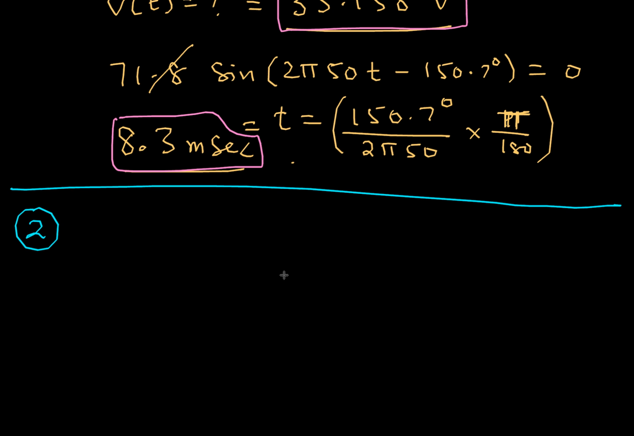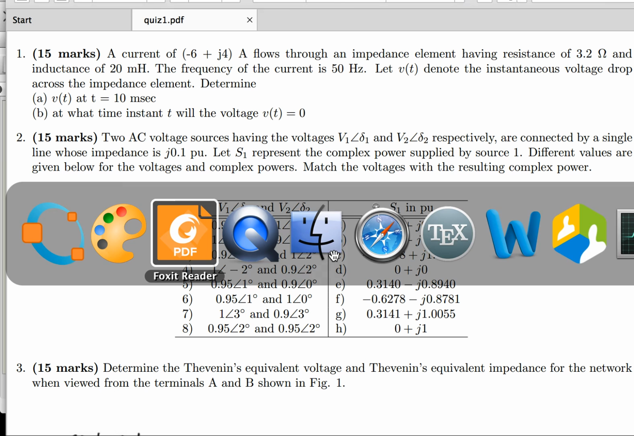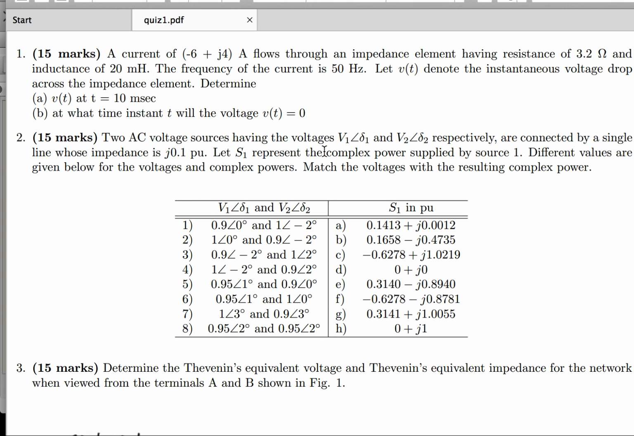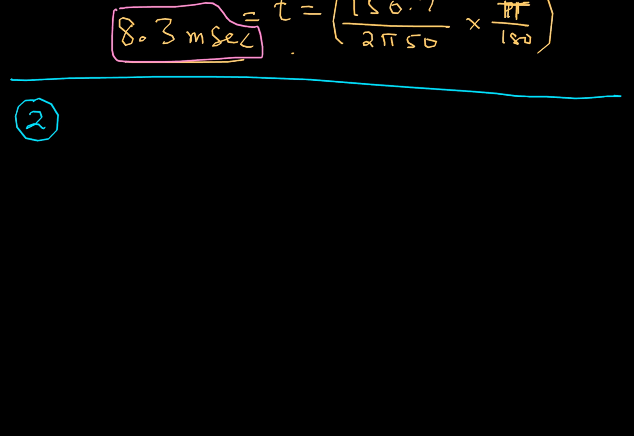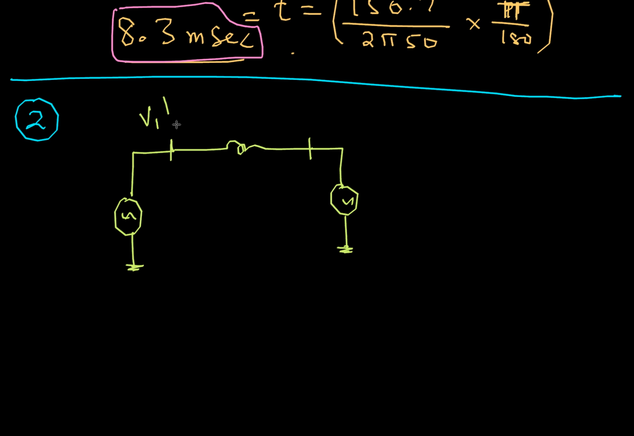Coming to the second question, if I go back to the question: two AC voltage sources having V1 ∠δ1 and V2 ∠δ2 respectively are connected by a single line whose impedance is j0.1 per unit. So if I draw the figure for that, it would be something like this. There is an AC voltage source here, and another voltage source here. So this is V1 ∠δ1, this is j0.1 per unit, and this is V2 ∠δ2.